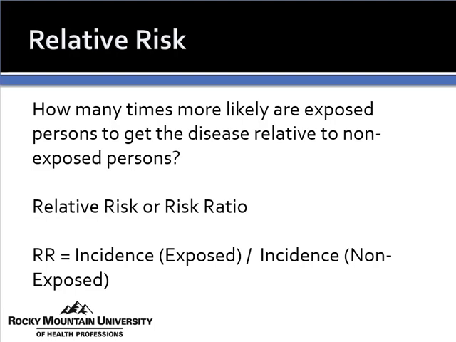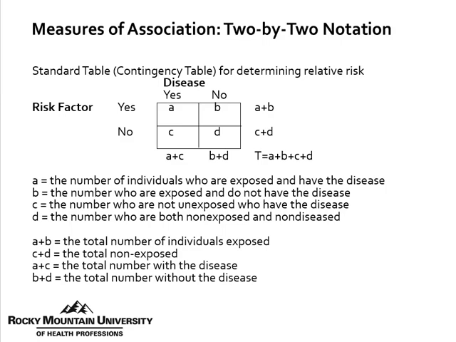Relative risk. How many times more likely are exposed persons to get the disease or to experience the injury relative to non-exposed persons? This is the relative risk or risk ratio. We'll look at how this is calculated.